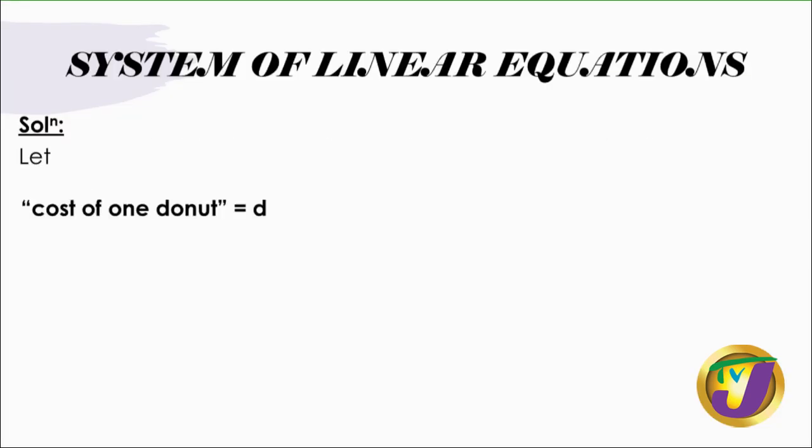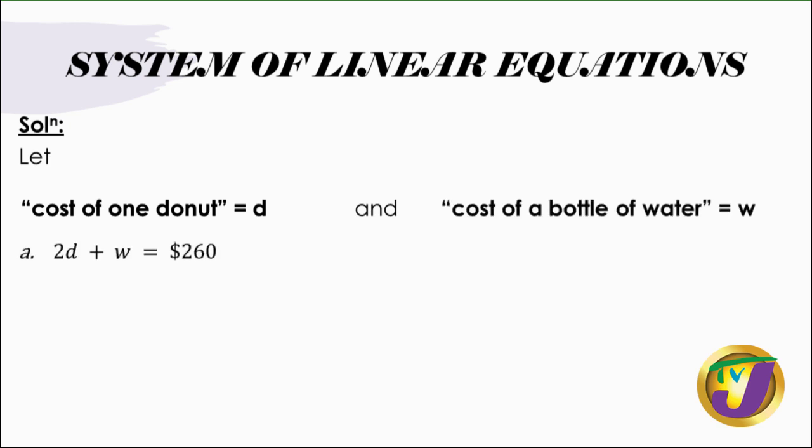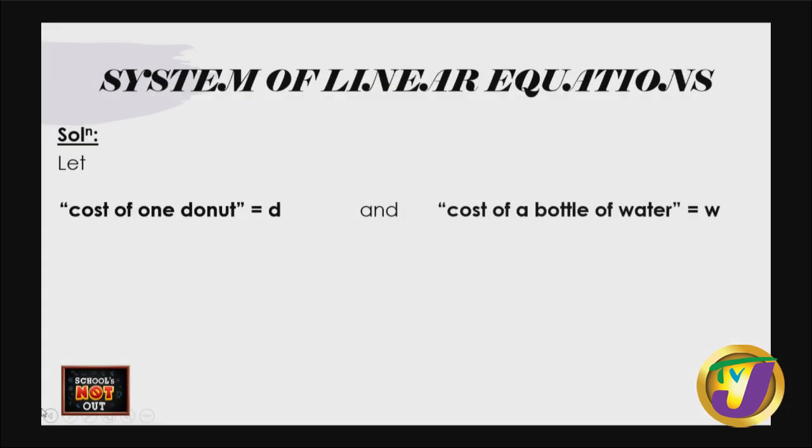So to do this, the first thing that we're going to do, we're going to let the cost of 1 donut be equal to D, and we're also going to let the cost of 1 bottle of water be equal to W. Now remember, we had 2 donuts and 1 bottle of water. So to write our equation, it's going to be 2D plus W is equal to 260.